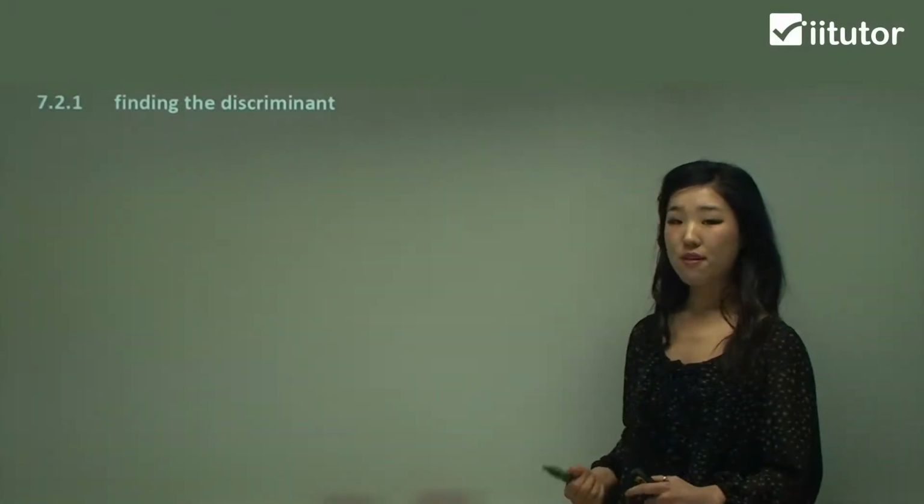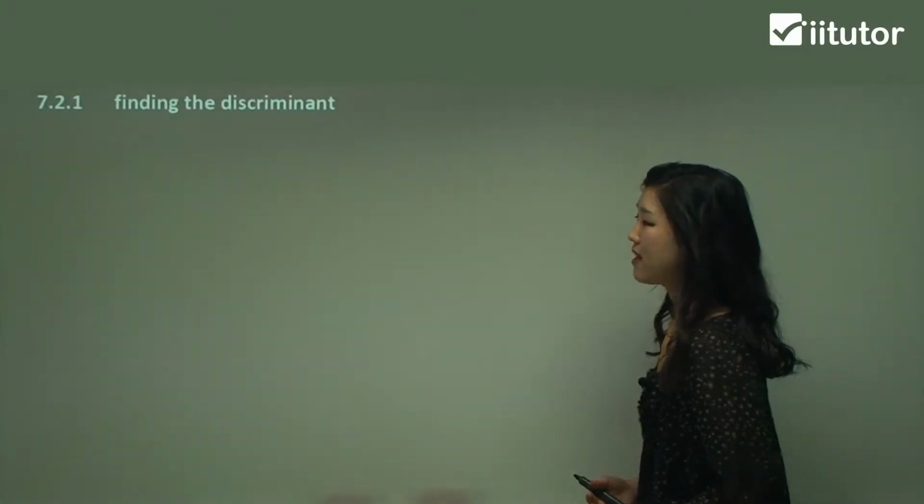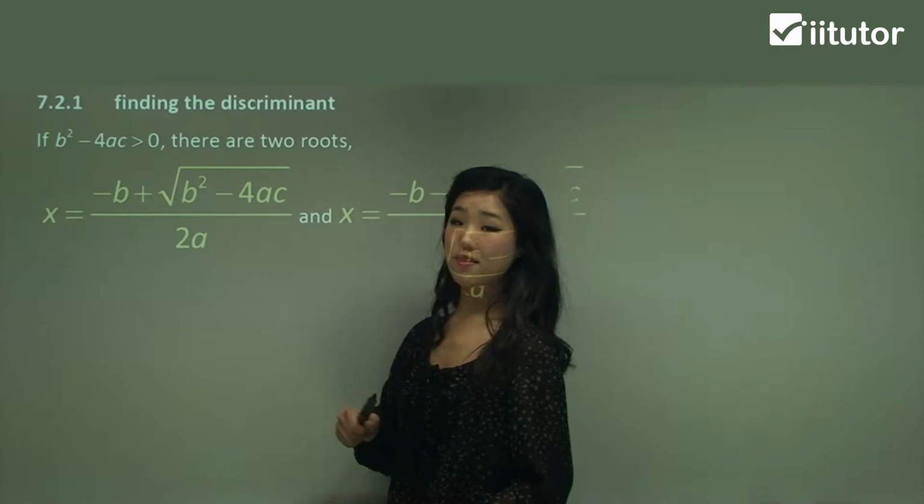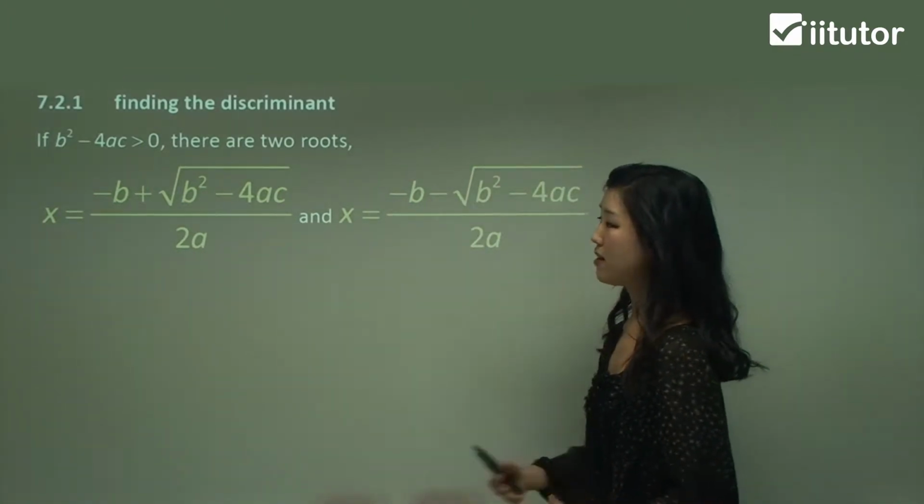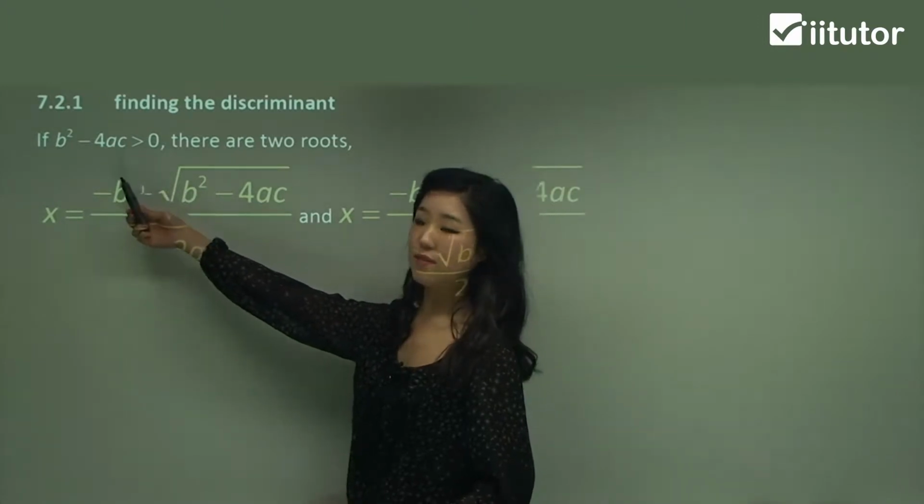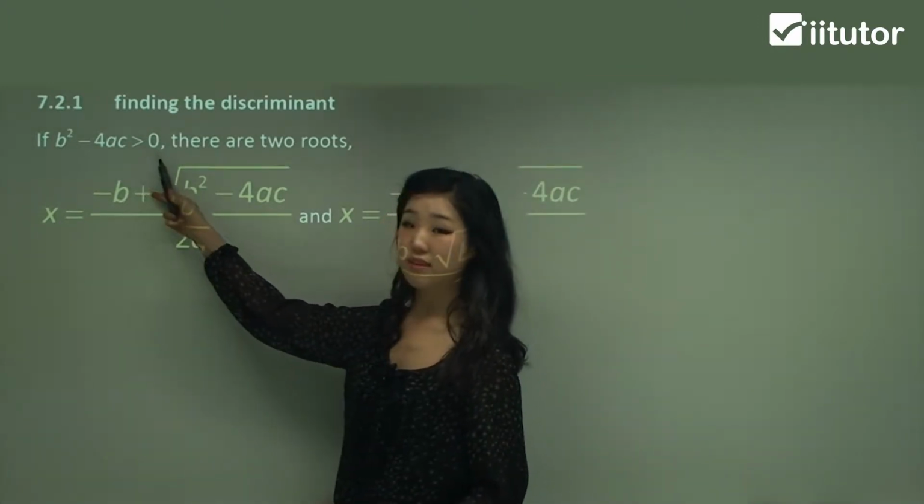So start by finding the discriminant. As I said, discriminant is b squared minus 4ac. Now the first case I want to describe is when the discriminant, b squared minus 4ac, is greater than 0.